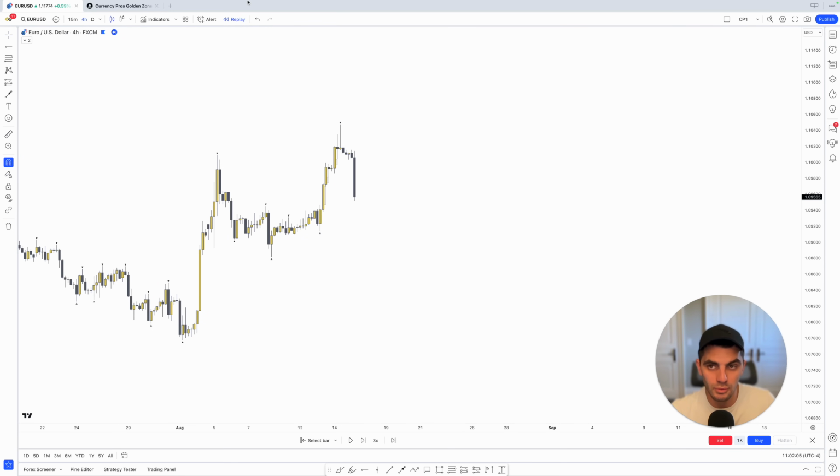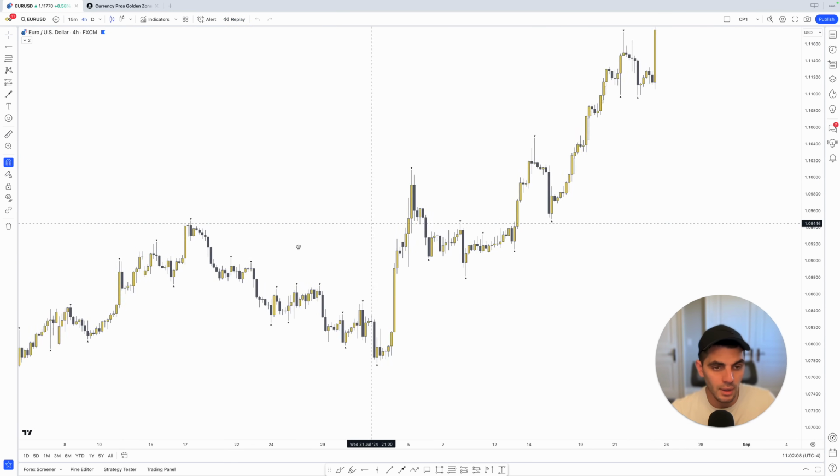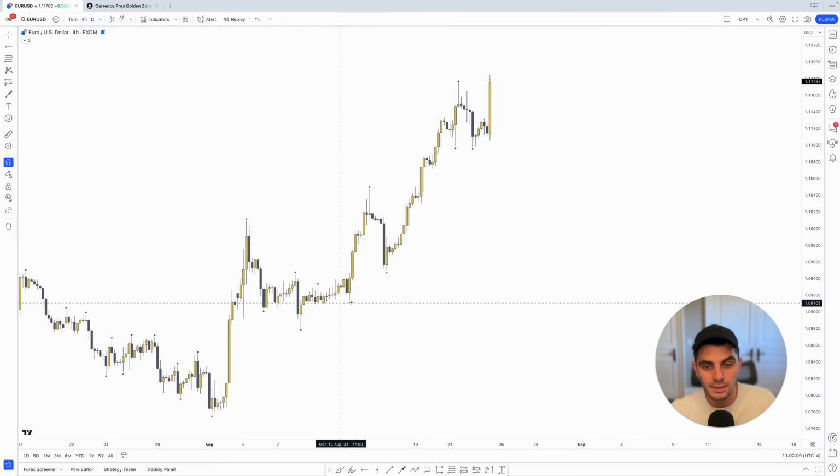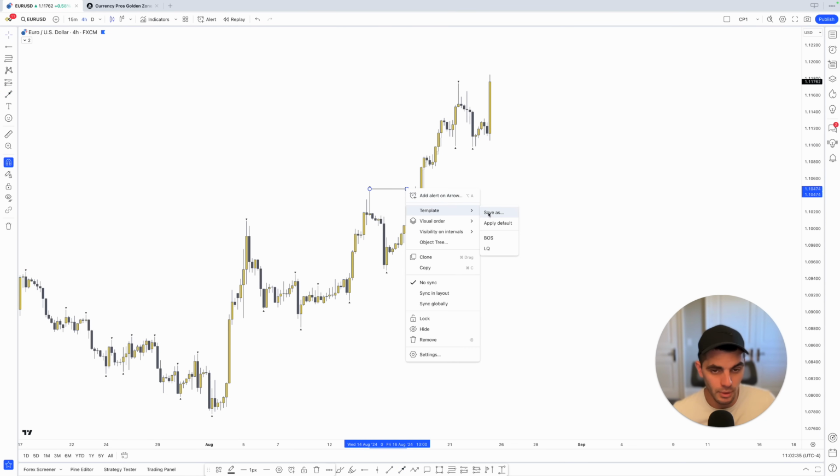But let's remove the drawing tools and take off replay mode. And of course, you can see that instead of breaking that low, price printed a higher low. And a higher low means it's just simply higher than this one here. So this low held strong, and when price was retracing, it did not have enough strength to actually surpass that low and create a new low. Instead, it pushed higher, breaking through this high. So we're clearly still in a bullish market here.